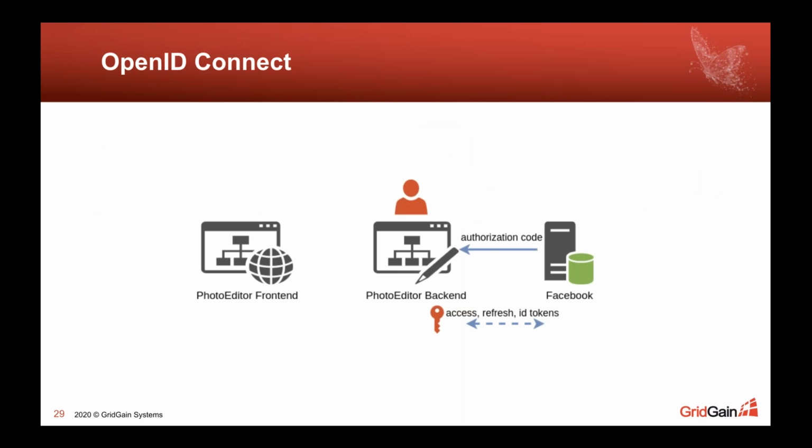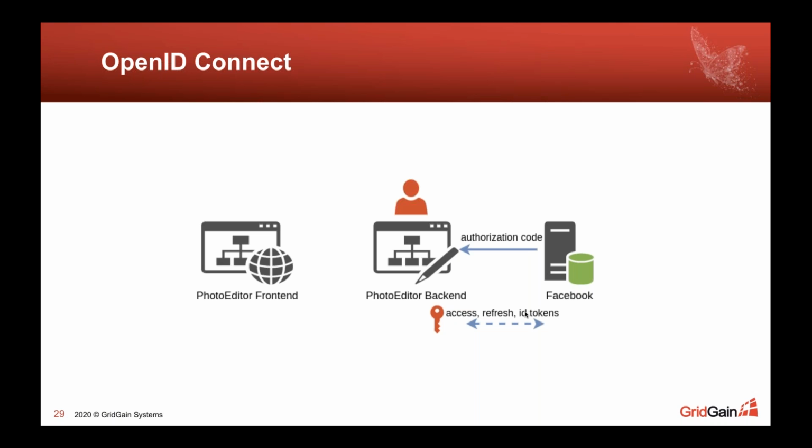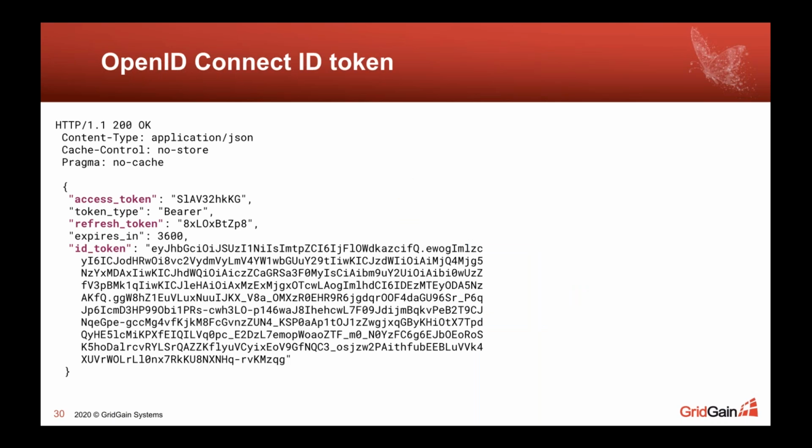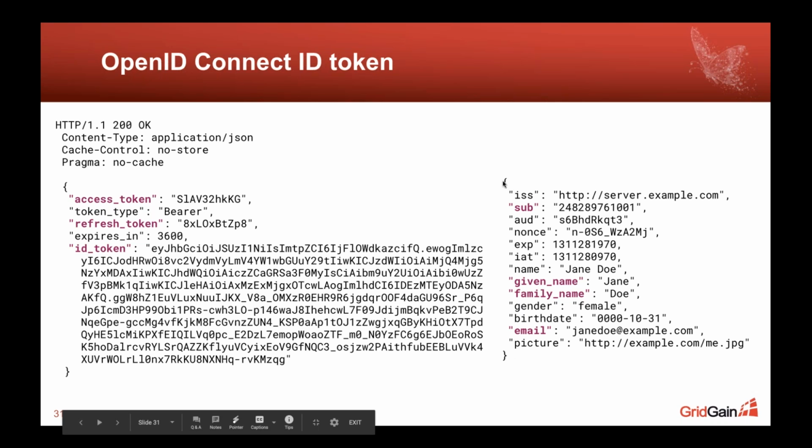So other than access and refresh token, we also receive the ID token that contains the information about the user that does the request. The ID token looks as follows. It's like a long string that doesn't make much sense at first sight, but actually it's a JWT token that contains information about the user, and if you decode it, you will get the information about the user.